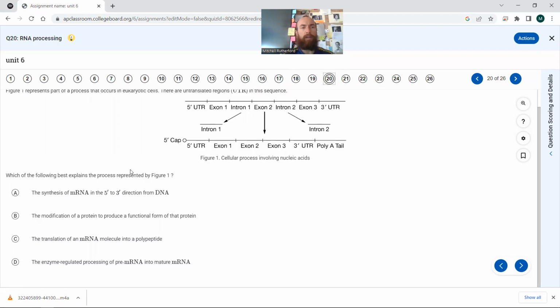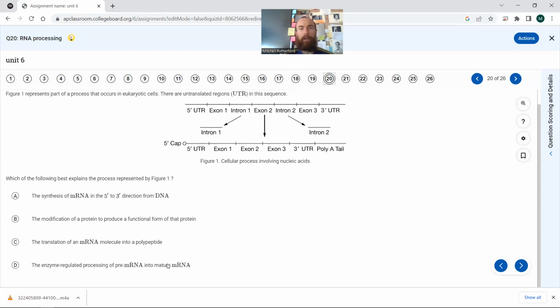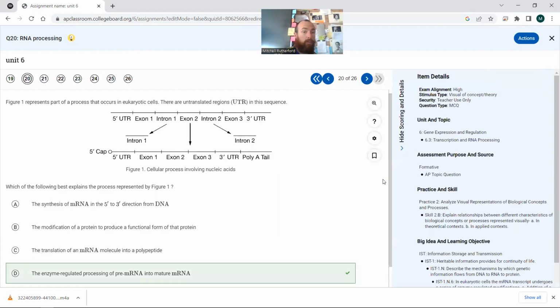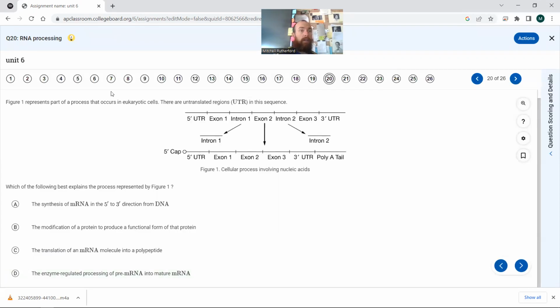Which of the following best explains the process? If literally anything says splicing, it doesn't say that. But we have pre-mRNA and mature mRNA. Well, I like D. Okay. This is a straight up memorization thing. We got to know that this is just the step between transcription and translation. That's what it looks like. Okay. Taught it to you right there. So we can look at others, but D looked really clean to me. Another memorization problem that you just got to know your stuff.